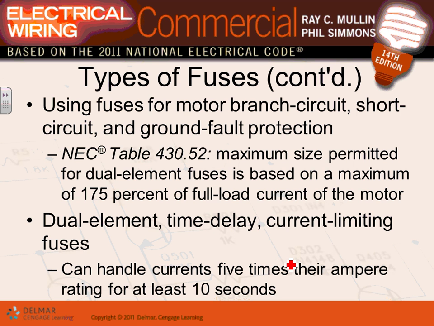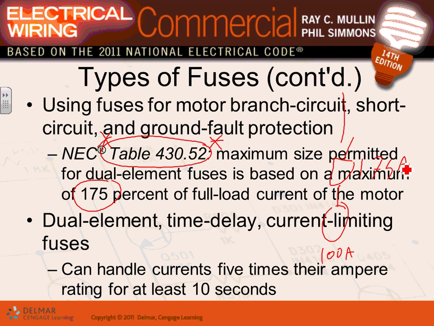If you guys have done this with me, and you will continue to do it next semester, when you have a dual element time delay fuse and you want to size it to protect a motor, you use 175%. What does that mean? Here's my fuse right here. Here's my motor. My motor is, say, 100 amp. Then this will be a 175 amp fuse, no more than 175 amp. If it was a non-time delay fuse, then you do 300.